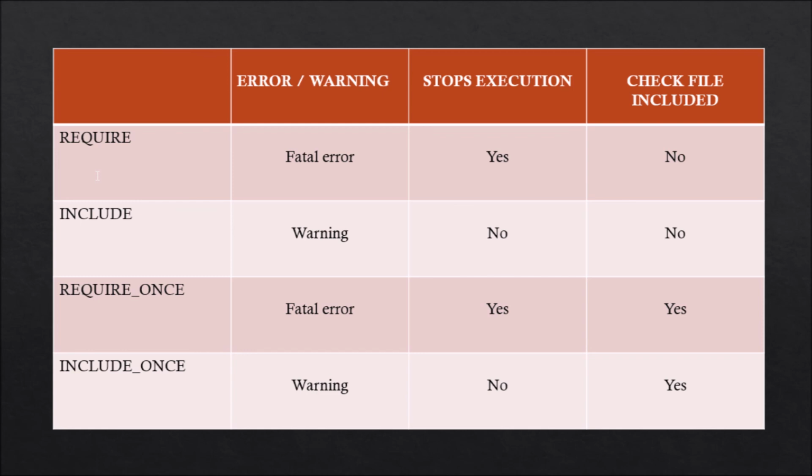Third one is require_once. It will also give a fatal error if the file is not there. It will also stop the execution, and it will check if the file is already present or not. Fourth one is include_once. It will give a warning, no fatal error. It will not stop the execution, and include_once will check if the file is already included or not. I hope this video is helpful to understand the difference between require, include, require_once and include_once.